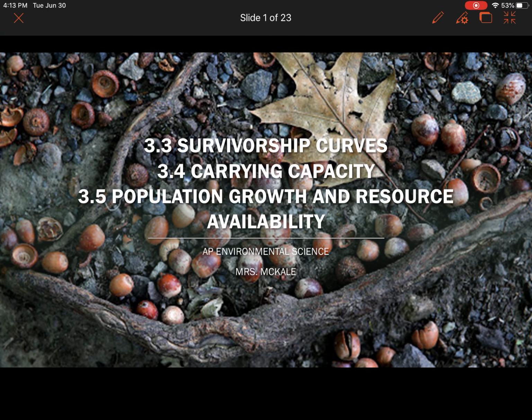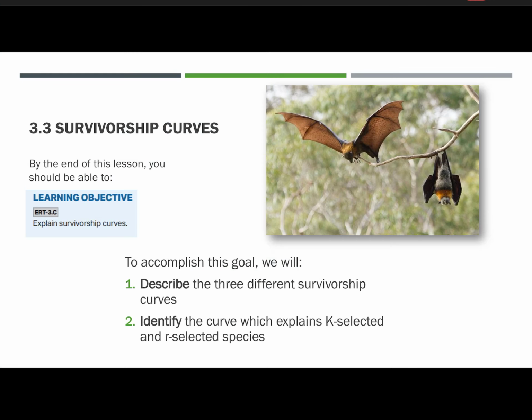Okay, today we're going to talk about 3.3, 3.4, and 3.5, which is survivorship curves, carrying capacity, and population growth and resource availability. By the end of this lesson, you should be able to explain survivorship curves. To accomplish this goal, we will describe the three different survivorship curves and identify the curve which explains K-selected and R-selected species.